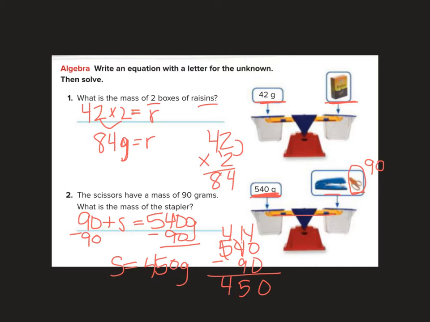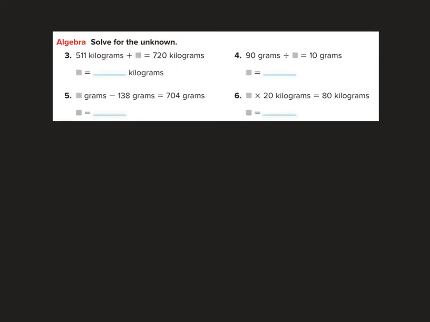Not too shabby. Solve for the unknown. So here I have 511 kilograms plus unknown equals 720 kilograms. Okay, so in order to figure out what I need to add there, I just need to do 720 minus 511, ungroup. 1 minus 1 is 0, 7 minus 5 is 2, so my unknown is 209 kilograms.